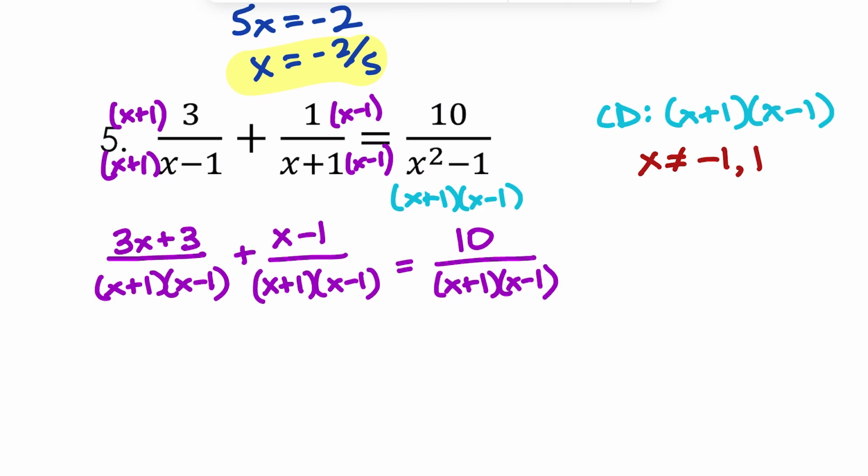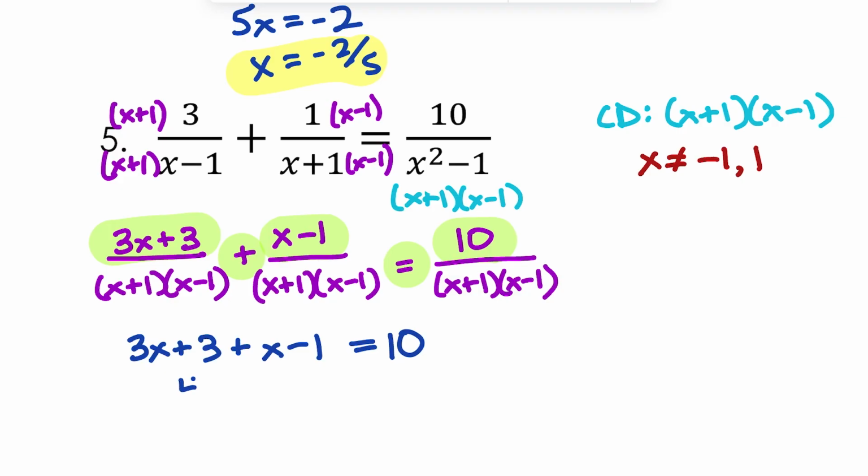Okay, so now that I have that common denominator, I'm setting my equation equal of just the numerators. So I have 3x plus 3 plus x minus 1 equals 10. And this one doesn't have any x squared terms, so it's not a quadratic. Instead, we just want to get our x's together and get our numbers together and solve. So here I have 4x plus 2 equals 10. And if I subtract the 2, I get 4x equals 8 and x equals 2. Remember, we already listed our domain restrictions as 1 and negative 1. So 2 works. 2 is the solution.